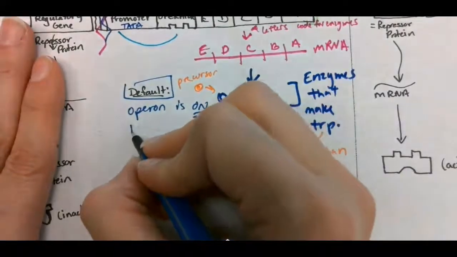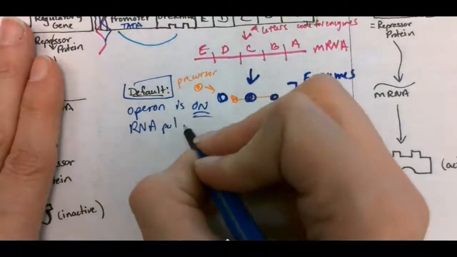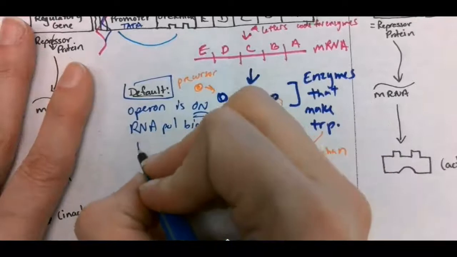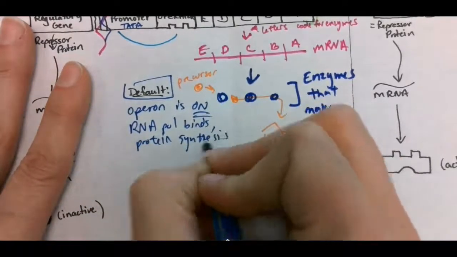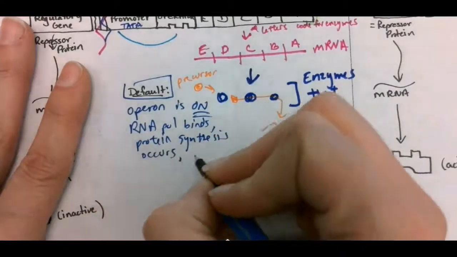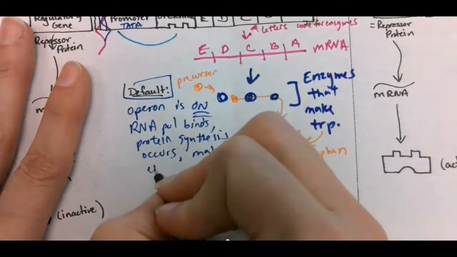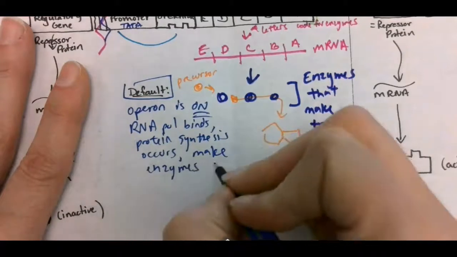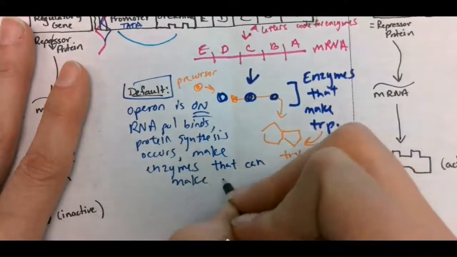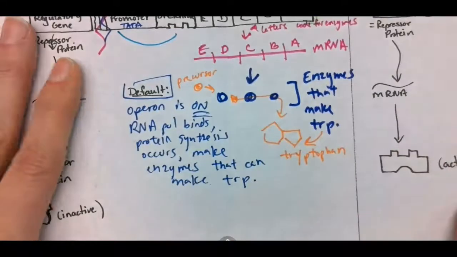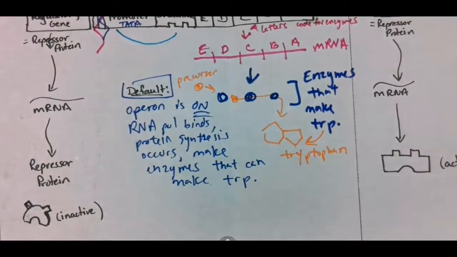Right? Which means RNA polymerase binds, protein synthesis occurs, and we make enzymes that can make tryptophan. So that's what I mean when I say it starts on.